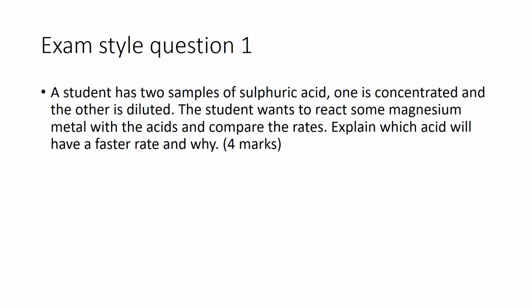A student has 2 samples of sulfuric acid. One is concentrated and the other is diluted. The student wants to react some magnesium metal with the acids and compare the rates. Explain which acid will have a faster rate of reaction and why.